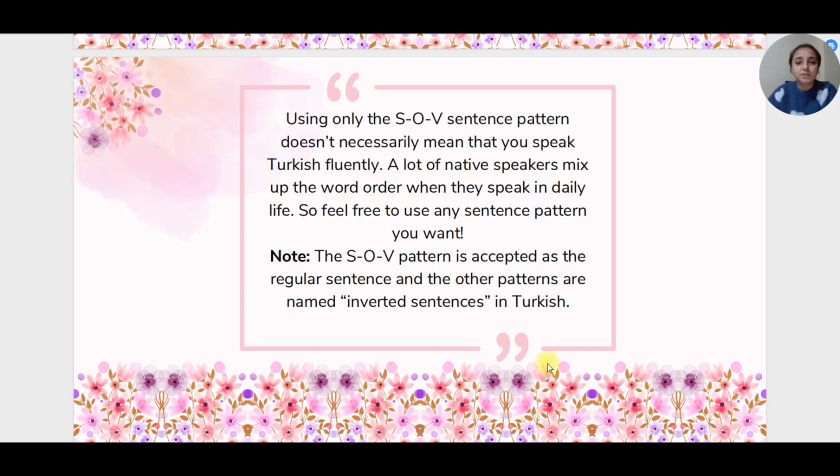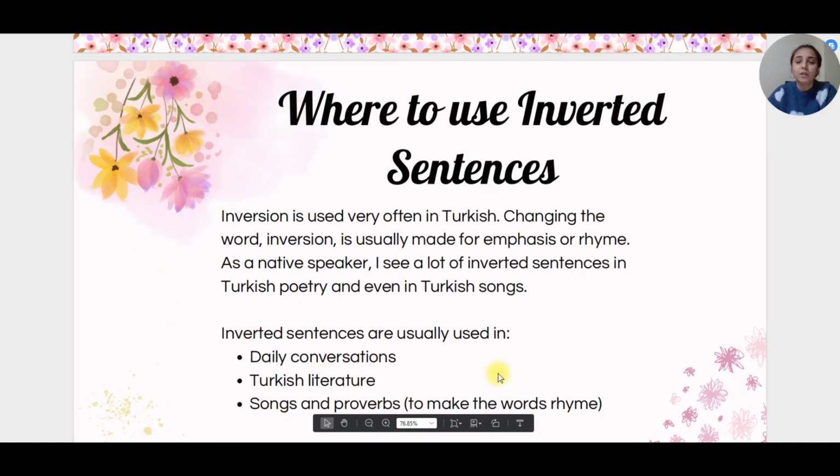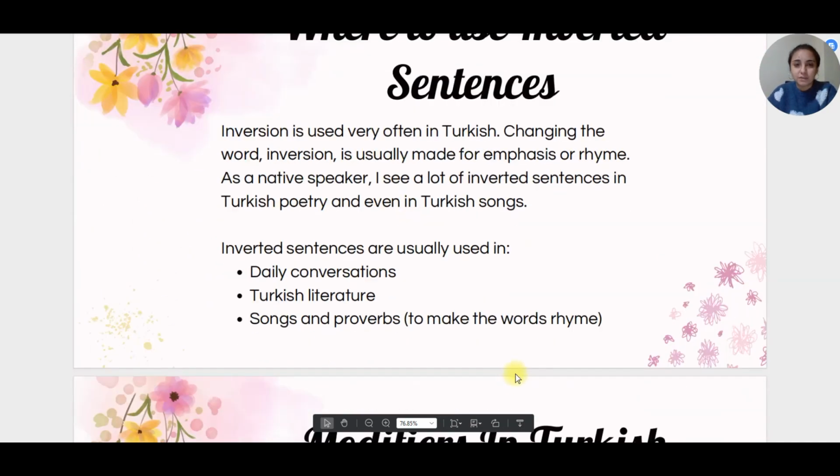And let's see what is inverted sentence in Turkish. Where to use inverted sentences? Inversion is used very often in Turkish. Changing the word order is usually made for emphasis or rhythm. As a native speaker, I see a lot of inverted sentences in Turkish poetry and even in Turkish songs. Inverted sentences are usually used in daily conversations, Turkish literature, songs, and proverbs to make the words rhyme.